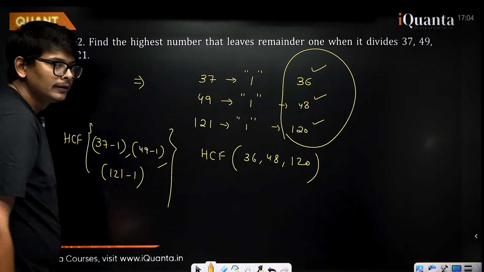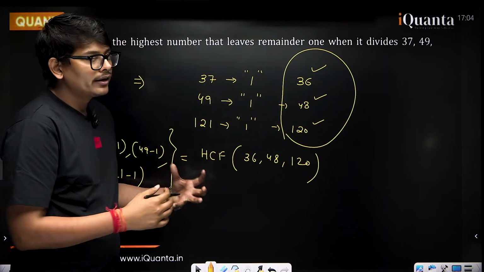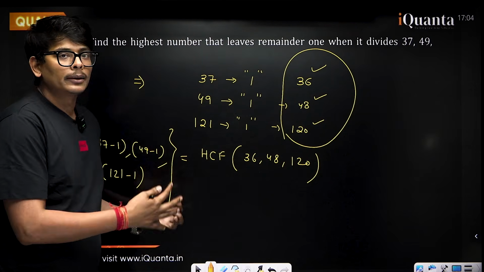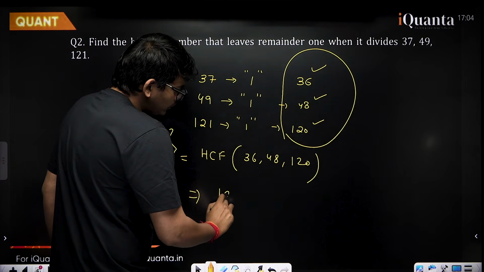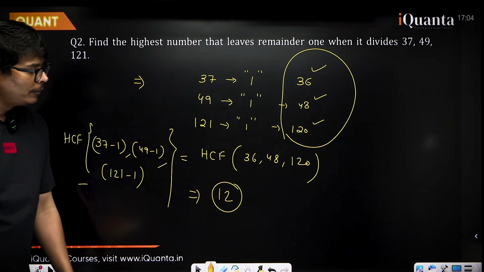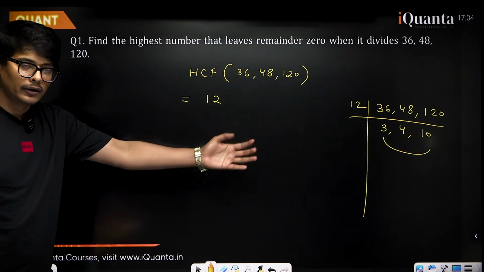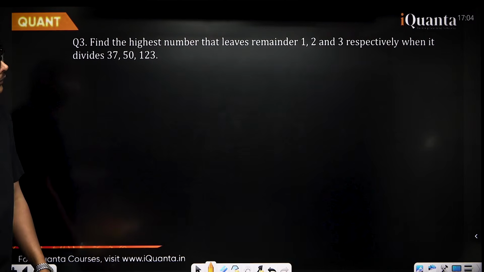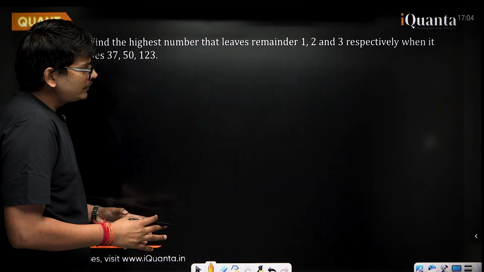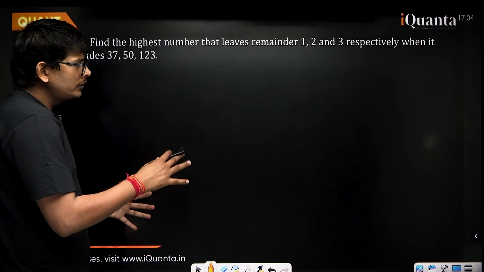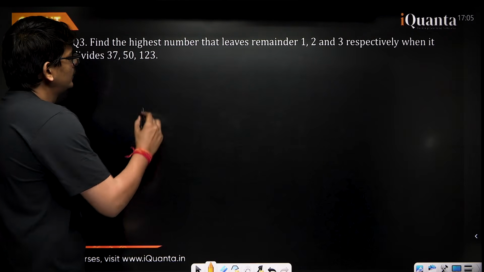That's it. So next time whenever you find a remainder with respect to HCF, you have to subtract that remainder. And we already know the answer of this particular problem is 12 because we have already solved it. Now next question. I would ask you to solve this question by yourself, and you can pause the video, solve this question, comment down your answer.